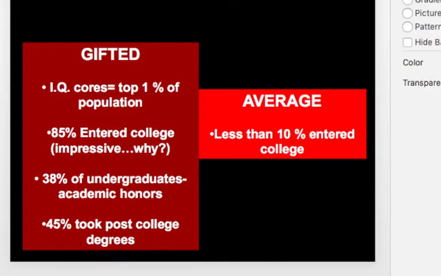38% of the undergraduates na nag-enter ng college, nagkaroon sila ng academic honors, while 45% of these gifted teenagers, they took post-college degrees. Ibig sabihin, nag-masters or nag-PhD later on in their academic career. You compare that to the average kids, this time average teenagers, only less than 10% of them entered college. Okay, so magkaiba yung picture ng development of the gifted versus the average.